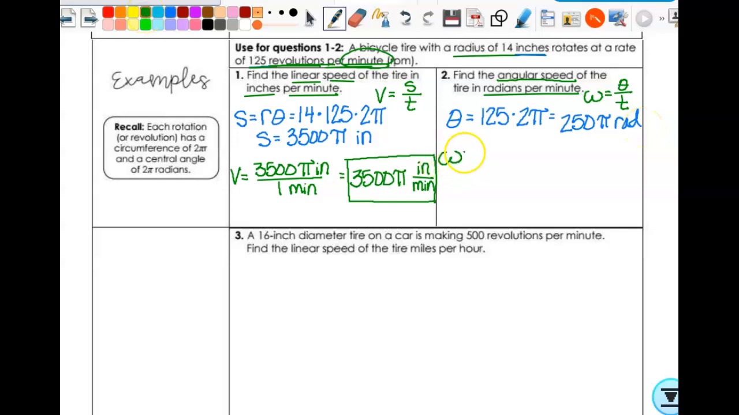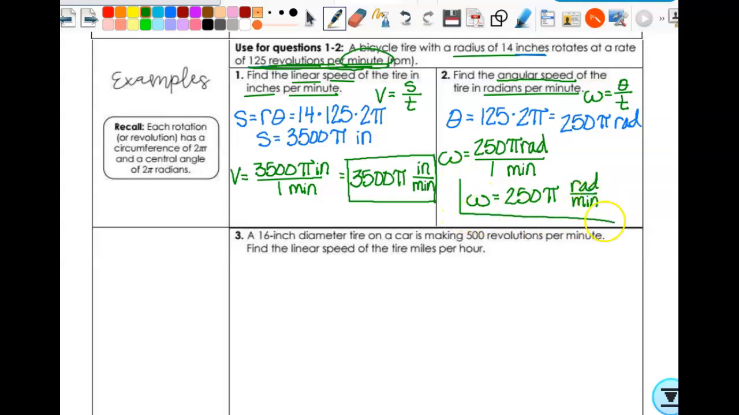So when I put it back in my omega formula, I'm going to get 250 pi radians over, and again, the time comes from the revolutions per minute, so this is for every 1 minute. And I want it in radians per minute, so I don't have to do any conversion. So my final answer is 250 pi radians per minute. Okay? Easy enough on that? Okay.